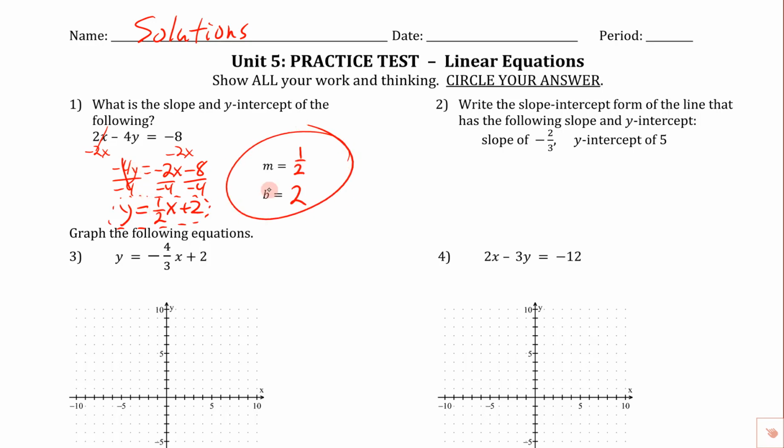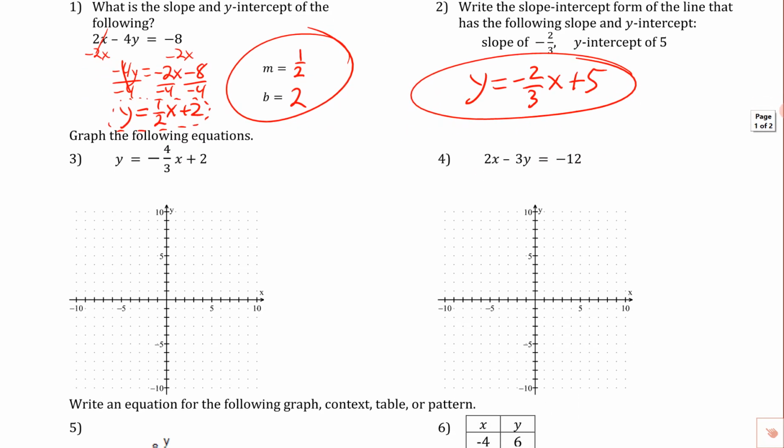This next one says write the slope-intercept form of the line that has the following slope and y-intercept. Notice it says the slope is this and the y-intercept is this. They're basically giving us the answer right here. So as long as you remember y equals mx plus b, this is going to be negative 2/3 x, and then plus b is 5. We're going to circle that and we're done. So those first two are pretty darn quick.